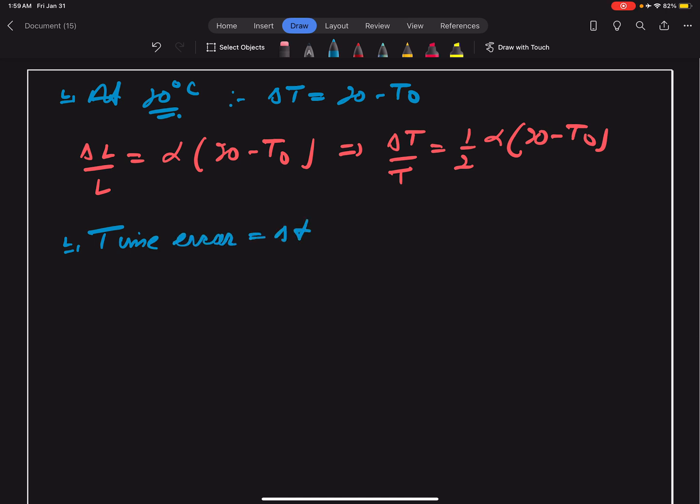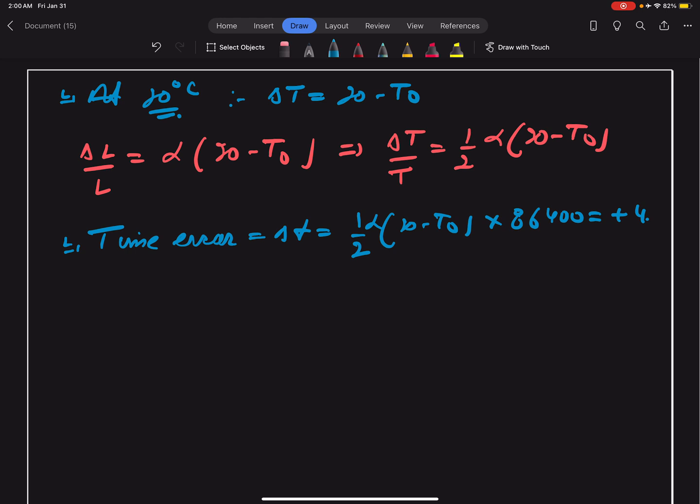And finally we can write out the time error, which is our delta T, and that will equal to our 1/2 alpha 20 minus T naught multiplied by our 86400, and that will be equal to plus 4, because it gains 4 seconds.